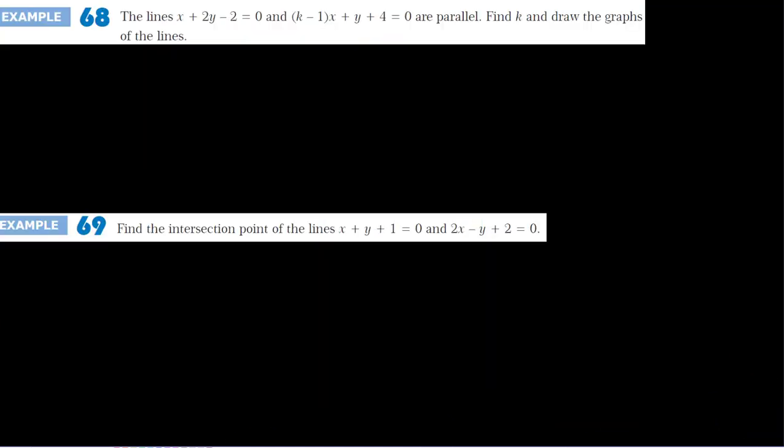Okay, let's continue with the other questions here. The lines x plus 2y minus 2 is equal to 0 and (k minus 1)x plus y plus 4 are parallel lines. Find the k and draw the graphs. Firstly, if the lines are parallel, it means that A1 over A2 should be equal to B1 over B2.